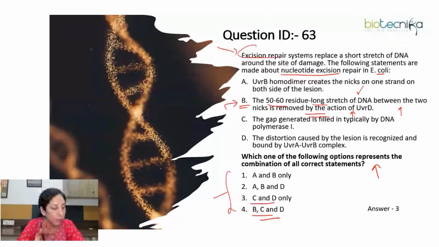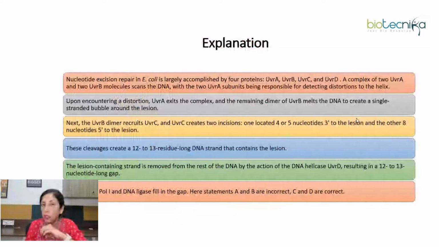So if you have learned the nucleotide excision repair system, you might know that we have the proteins which help with commencing this nucleotide excision repair mechanism, and those are UVR A, B, C, and D. So the UVR A-B complex helps in the recognition of the lesion, and further UVR-A gets released, and the UVR-B dimer recruits UVR-C.